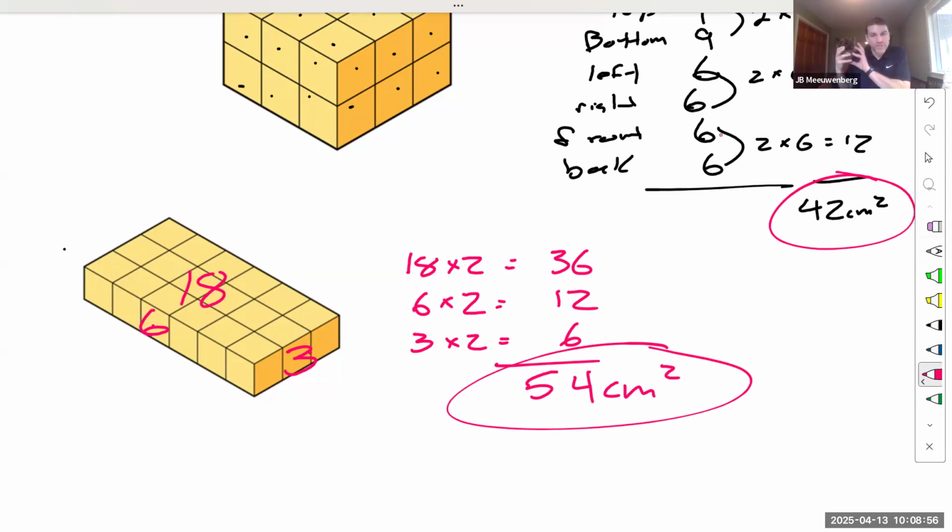So just like when we were dealing with perimeters and areas, there's not always a relationship or a correlation there. Depending on how it's arranged, you can have a different surface area for things that have the exact same volume.